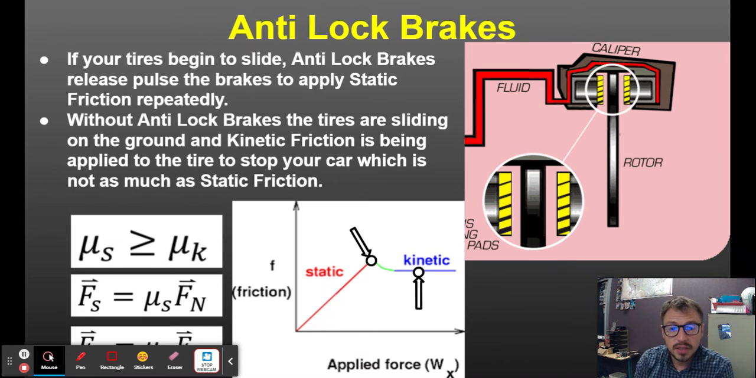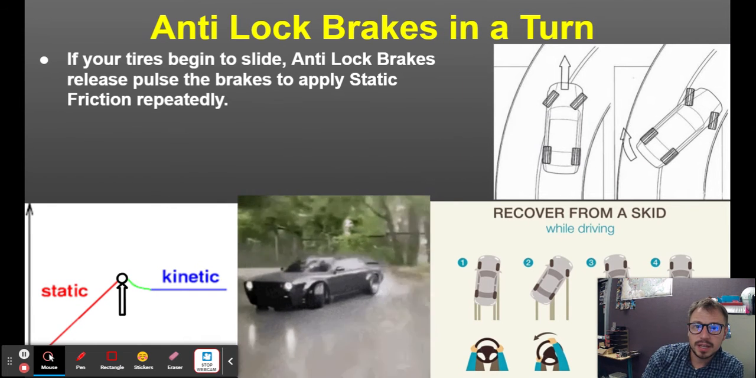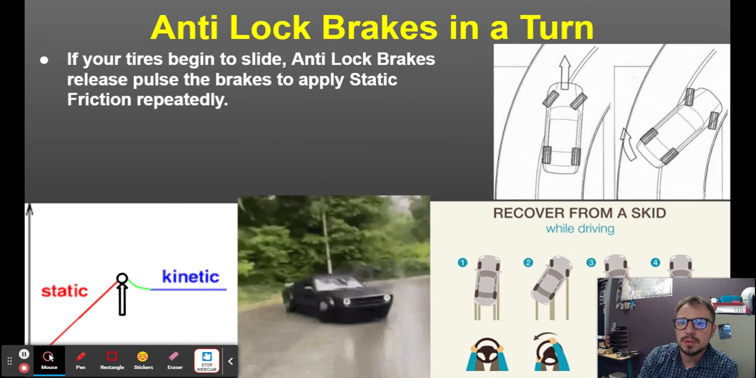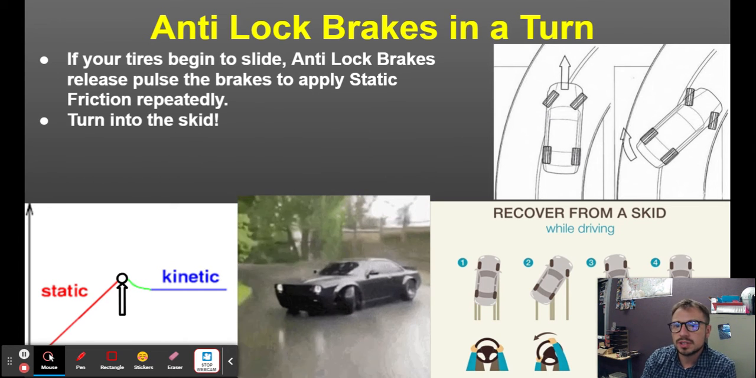You can see here that kinetic friction is a lot lower than that static friction. So if you pulse it, that pulsed static friction is going to be more than that kinetic friction, and it makes a huge difference. So in a turn, your tires begin to slide. The anti-lock brakes release your brakes to apply that static friction repeatedly.